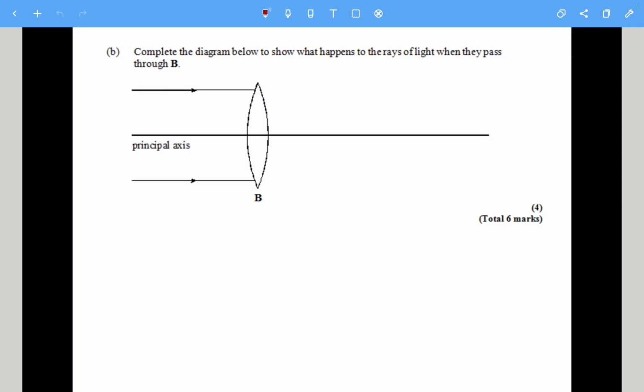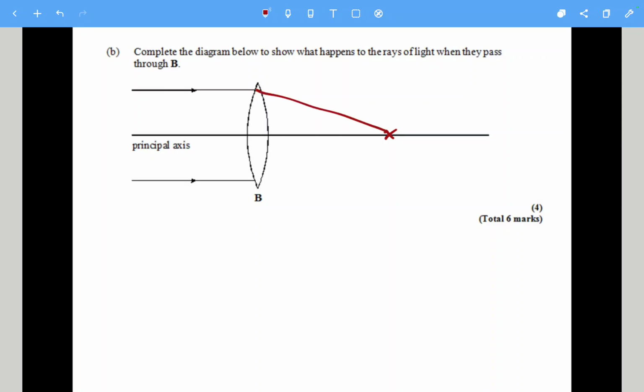So I'm going to pause and do this one. Complete the diagram below to show what happens to the rays of light when they pass through B. B is a converging lens or a convex lens, so the rays of light are going to converge onto a point which we call the focus point. So try and do this one.